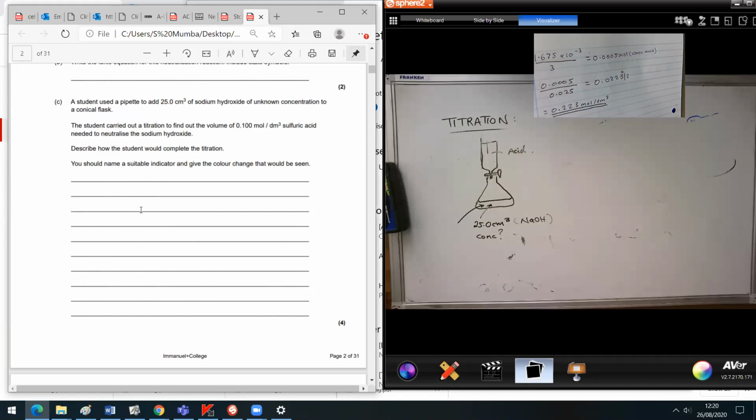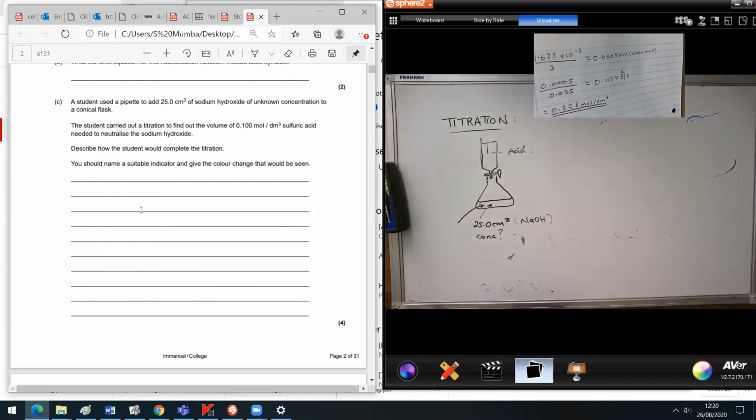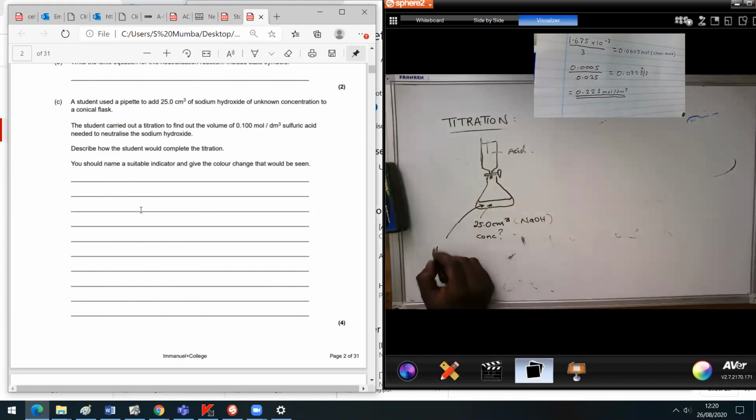They do not want you to use universal indicator because it's very hard to tell the colors when you hit that neutral point. Is there one beginning with P? Yes, phenolphthalein. And there's a long one beginning with L as well, litmus. Methyl orange, yeah, litmus. You can use methyl orange, but we're going to want to stick to one. So methyl orange, okay?